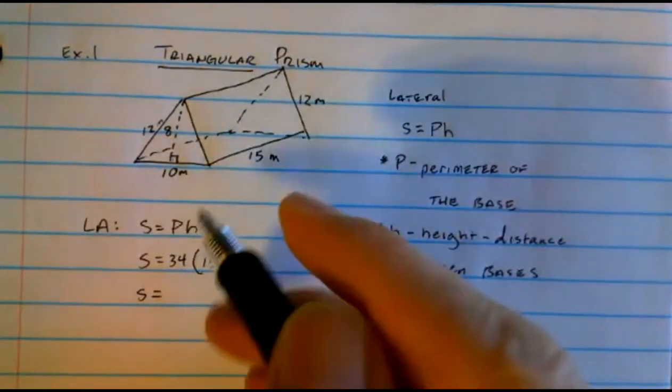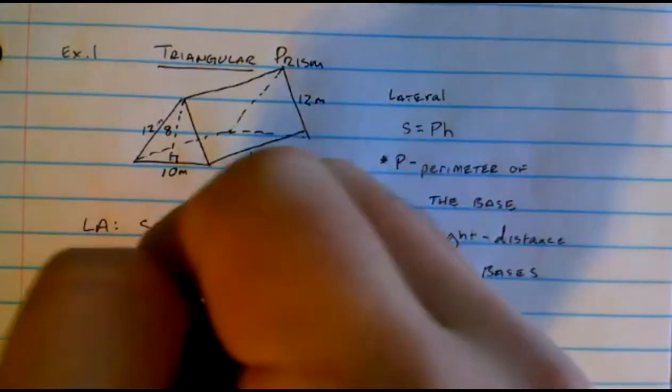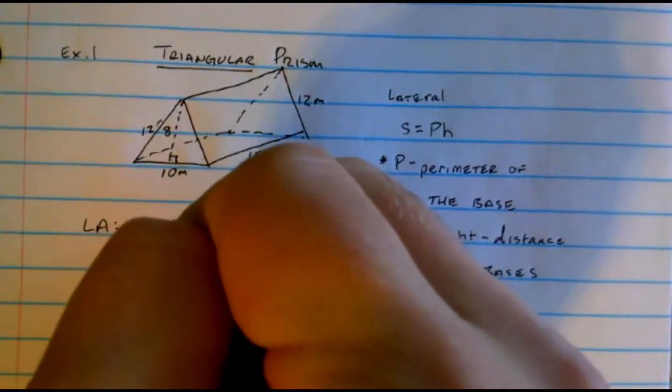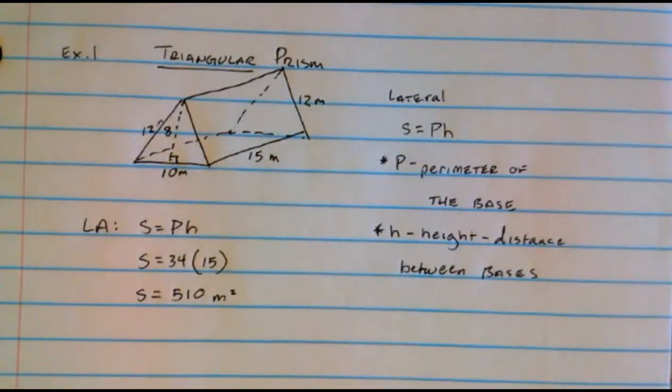So that's 340 and then 150, 170. So 340, 170, that would be 510. And this is area, so meters squared. Okay, and that's how we would do that one.